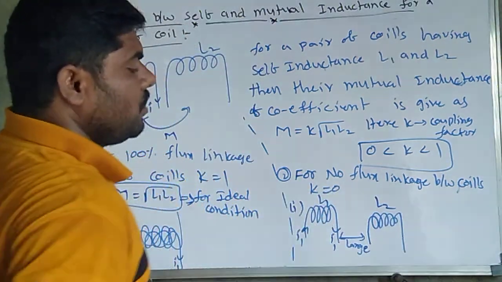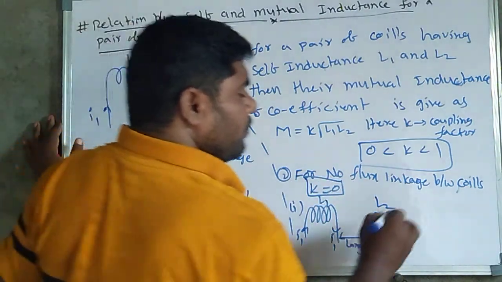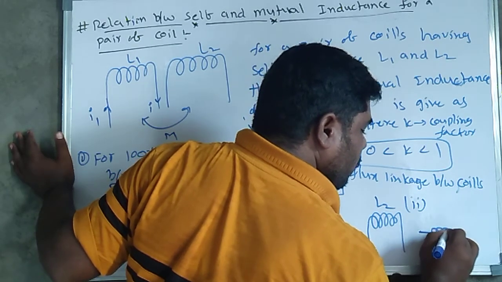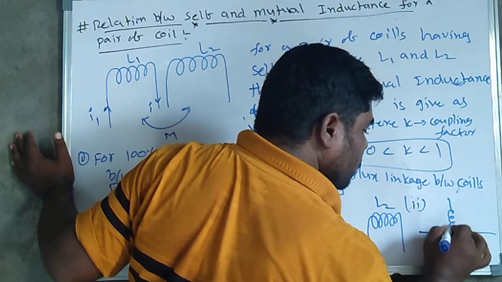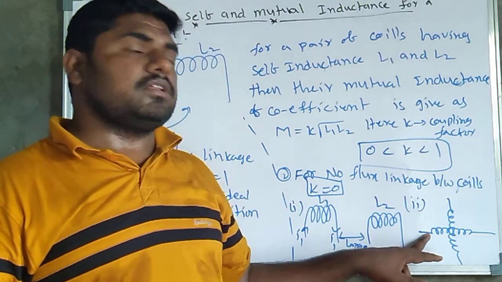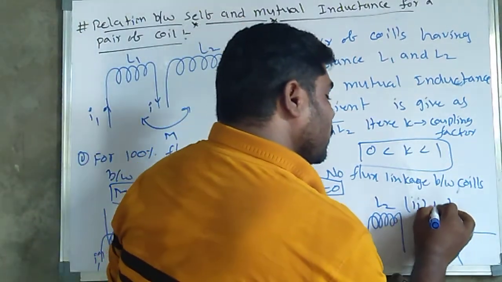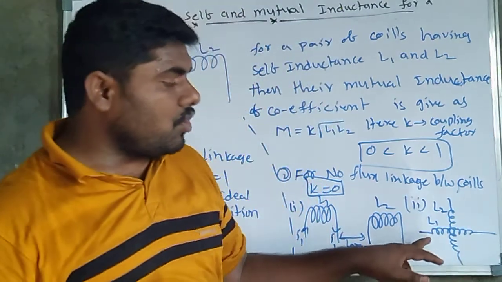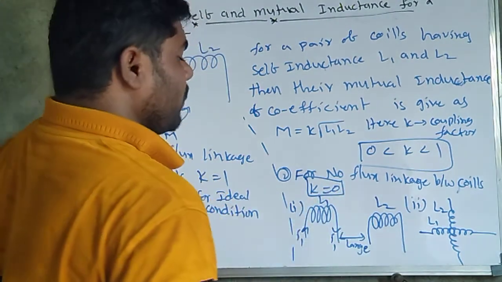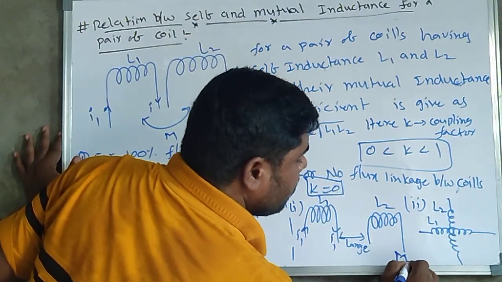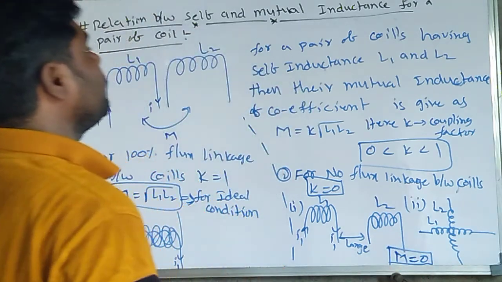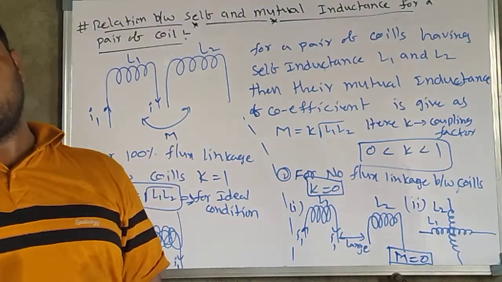In this situation K is equal to 0. And one more case is also possible. This is the first inductor, and this is the second inductor. In this situation also, the current passes through this inductor L1, and this inductor is named L2. So no linkage flux enters the second one. In this situation also, K is equal to 0. If K is equal to 0, then the mutual inductance coefficient value is also 0. This relation is very important. Based on this one, they will ask numerical problems.